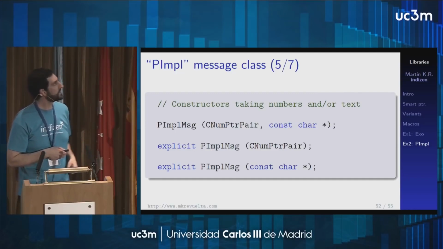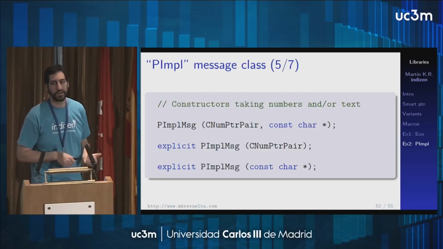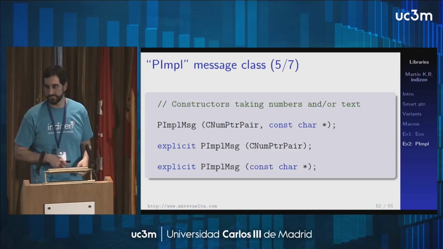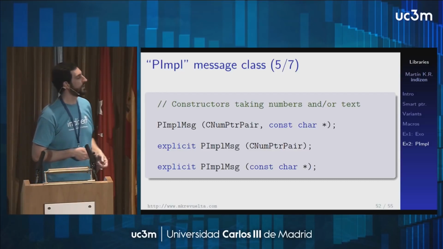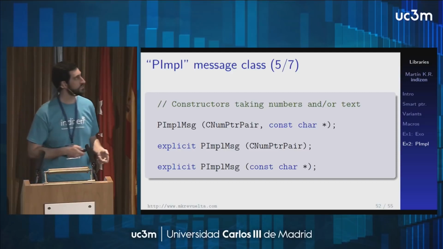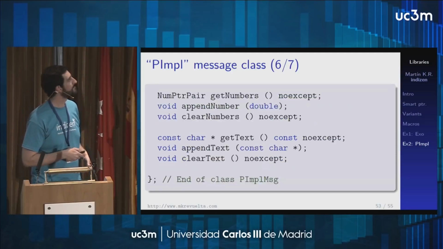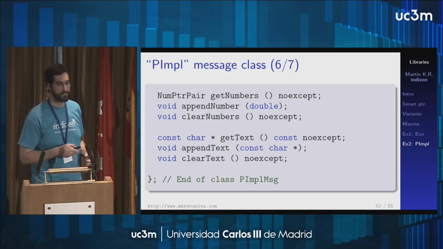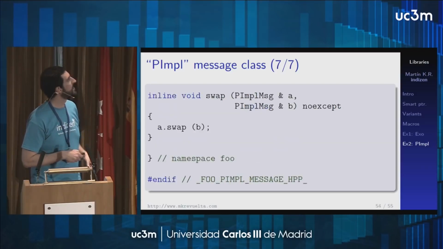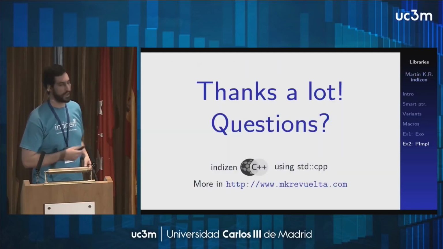And now I can provide constructors taking the string and the numbers. Again, the numbers with a couple of pointers and the string with a const char star. Finally, the same accessor methods and the asymmetric swap. And that's it.